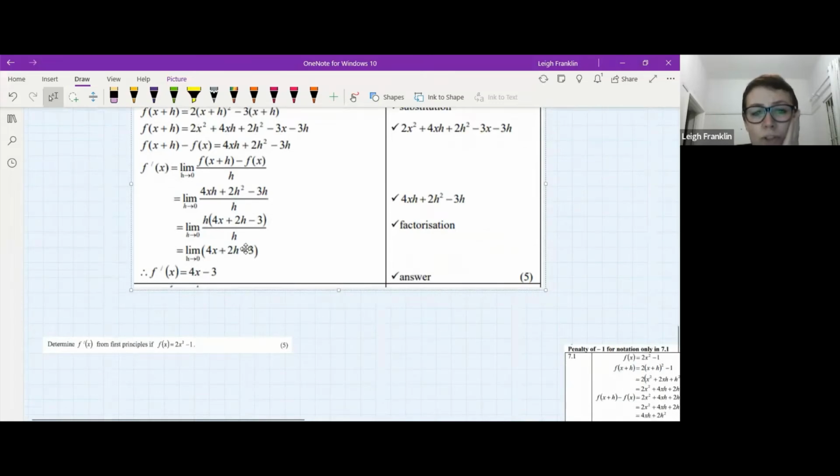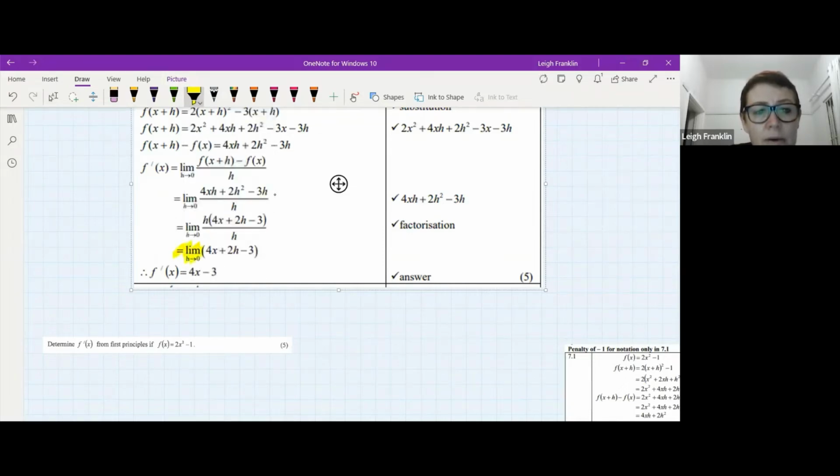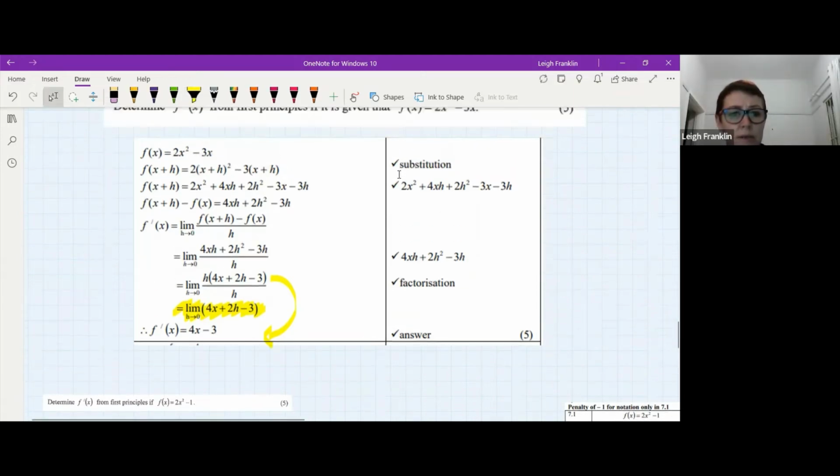And again, if you want to show this step over here, you can. This one, let me just highlight it in yellow, this step here. But if you don't show that step and you go straight from here to your answer, that's also okay. So you're not going to get marked down if you don't show the step that I've highlighted in yellow. Any questions? Is everybody all right with that?